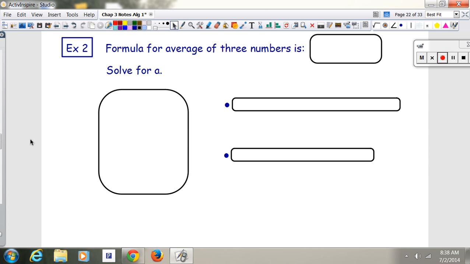Okay, formula for average. Do you know how to find your grade point average? You add up all your classes and divide by 6 because you have 6 classes, right? So you add up all the grades, like A's are 4, B's are 3, C's are 2. So you add up all the numbers and divide it by 6 classes. That'll get you your grade point average. So the formula for average of 3 numbers, if we only had 3 numbers, would be this. You would add your A plus your B plus your C, the 3 numbers together, and you would divide it by 3. So the average of these 3 numbers would be to add the 3 together and then divide it by 3.